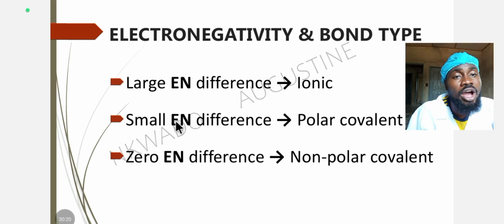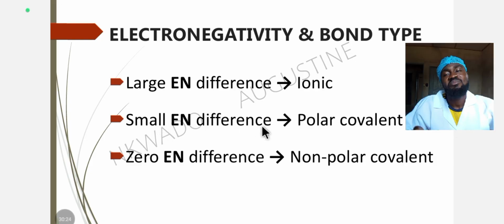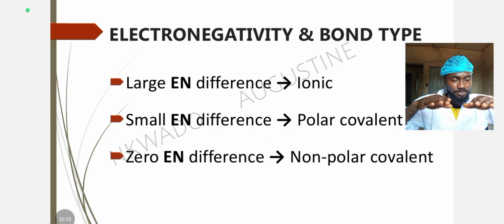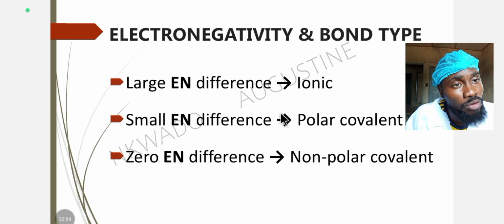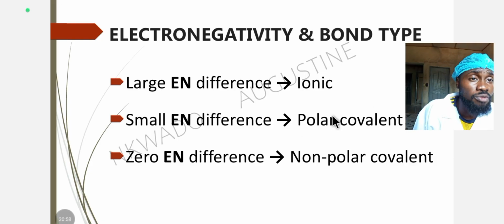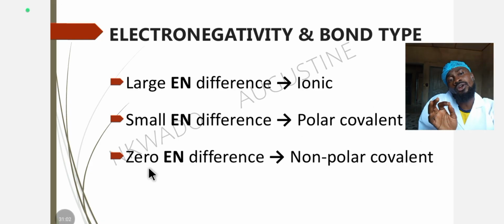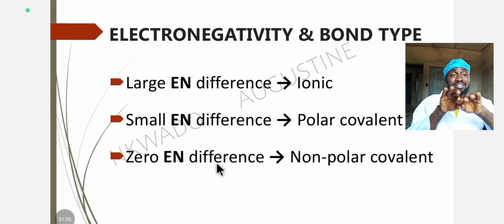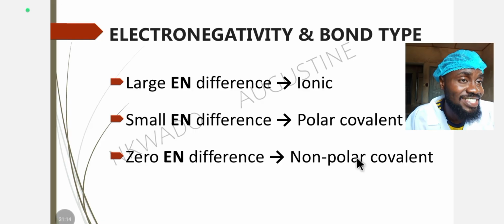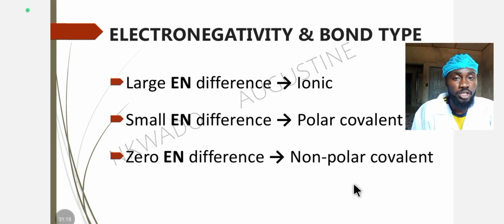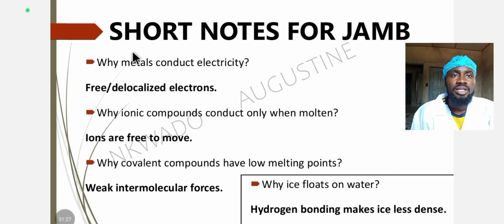Then small electronegativity difference. When the two elements or substances under reaction don't have much difference in terms of reactivity, both of them are almost similar in terms of the extent of reaction, then the bond that exists between such compounds is polar covalent. Then when there is zero electronegativity difference, both of them react closely with each other, equal reactivity. Just know that it's a non-polar covalent bond that will exist between the two elements or substances. Short notes for JAMB.